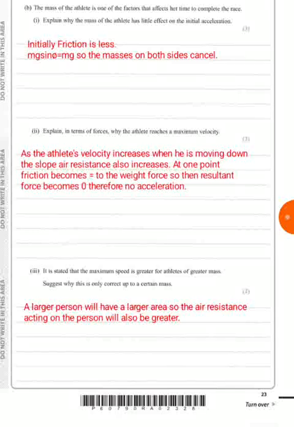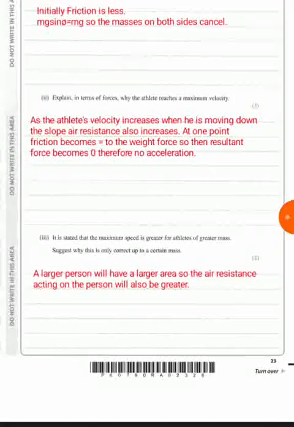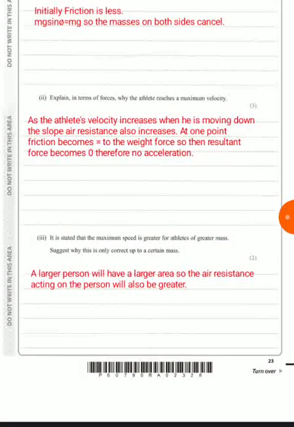Roman numeral 2. Explain in terms of forces why the athlete reaches a maximum velocity. Maximum here means constant velocity, like the terminal velocity which we used to learn in O level. As the athlete's velocity increases when moving down the slope, air resistance also increases. At one point, the resistive force becomes equal to the weight force, so the resultant force becomes zero. Therefore, no acceleration.